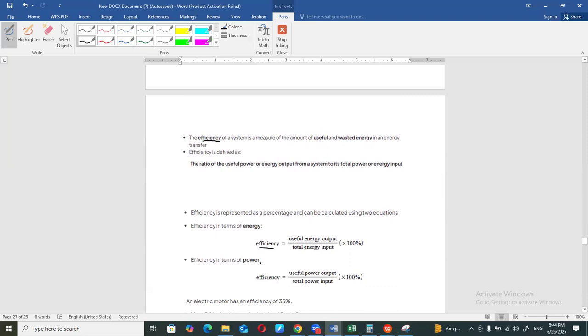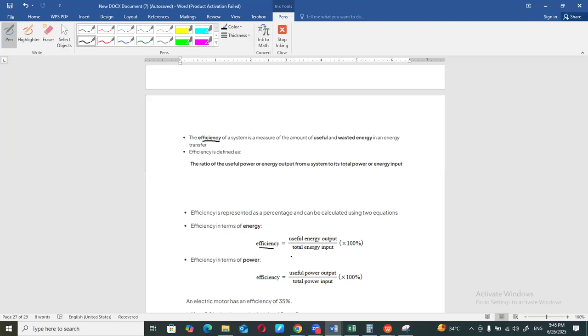Or if you're talking about in the form of power, it will be useful power output divided by the total power output. Remember that numerator and denominator should be the same entities. If it's the energy, then denominator should be the energy. If numerator is power, denominator should be the power. Inputted power divided by outputted power, outputted energy divided by inputted energy. It's always given in efficiency.